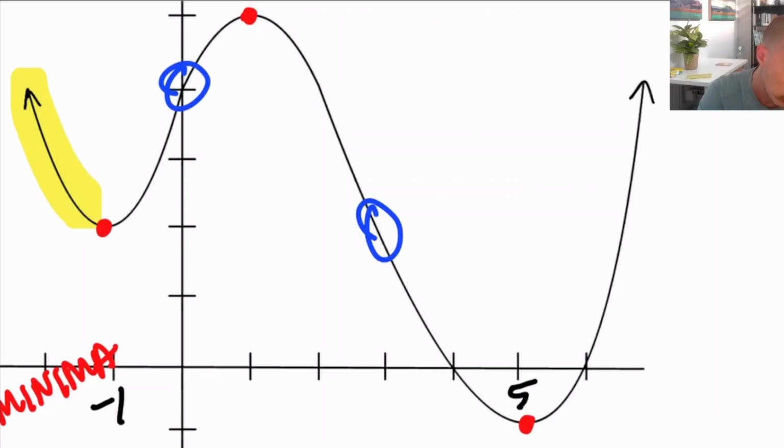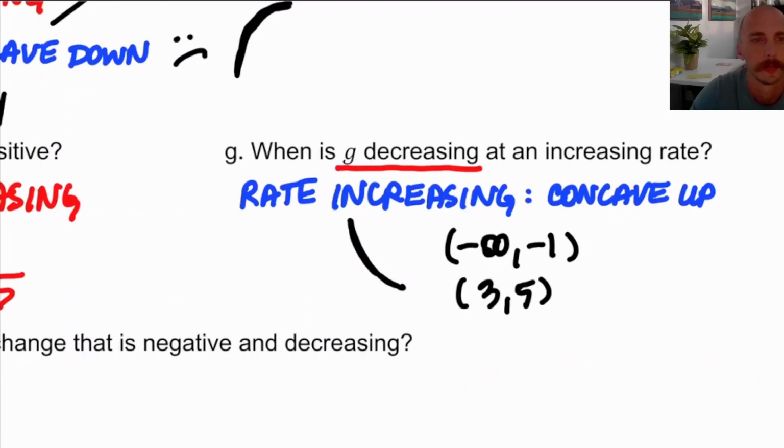Okay, it goes up to that maximum at x equals 1, but it's increasing. After that it starts decreasing again, but it's frowning until the point of inflection. When we're looking for decreasing and smiling, so decreasing at an increasing rate, that's going to be down here. So from -infinity to -1, and then from 3 to 5.